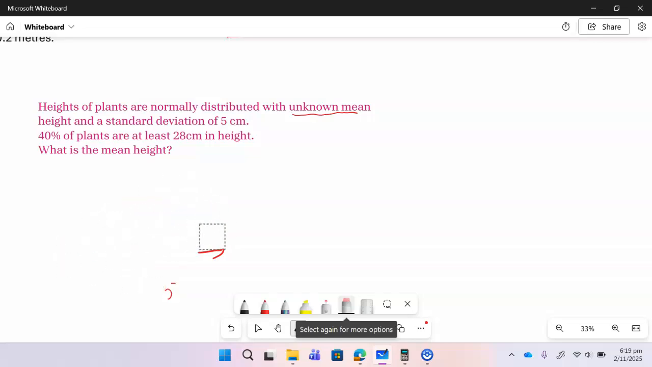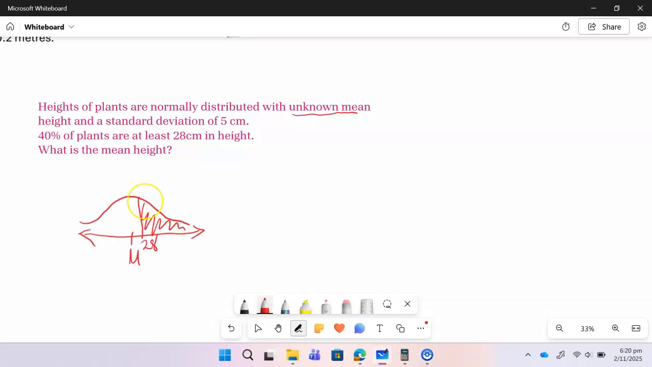Actually, I'm going to draw that again. That is 0.4. 40% as a decimal, 0.4. Mean, we don't know. And then standard deviation is 5.